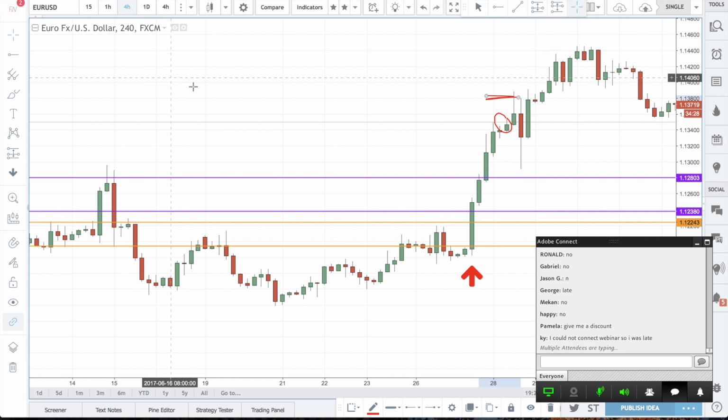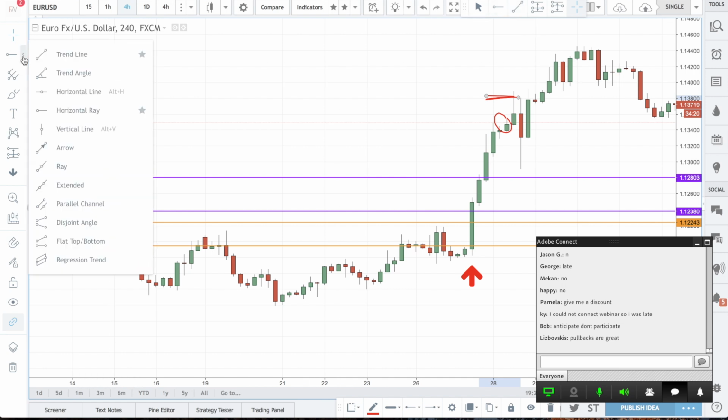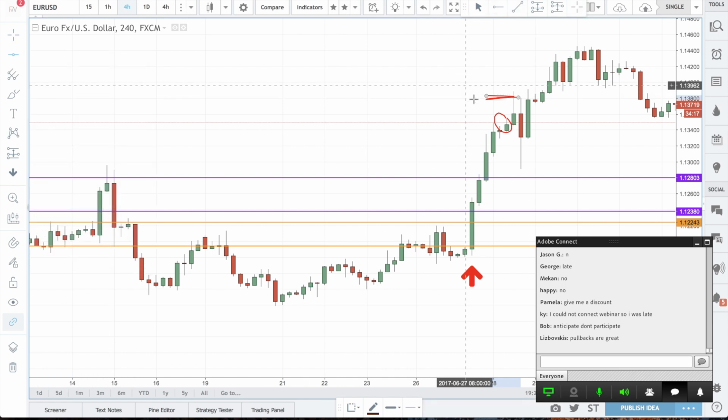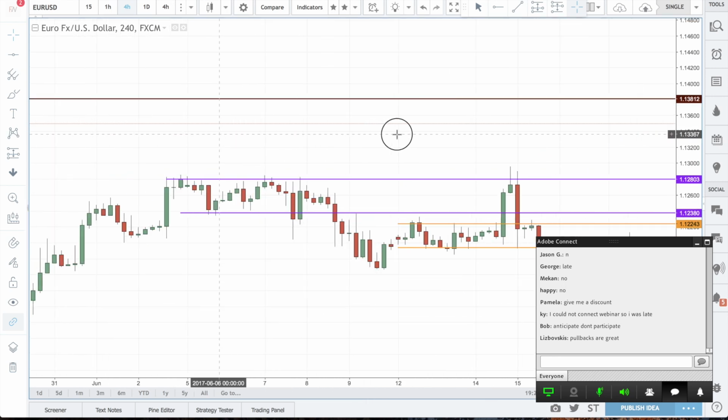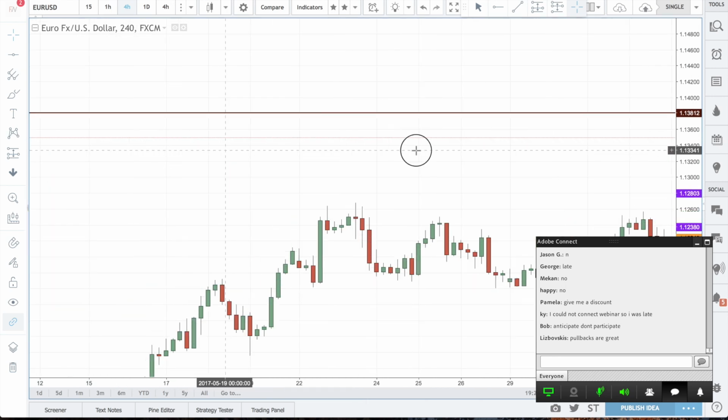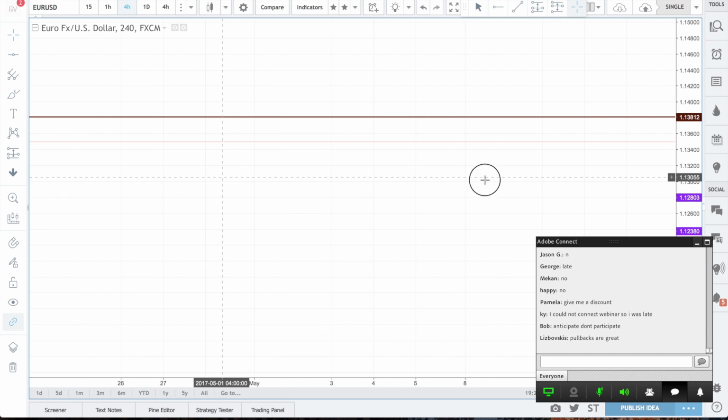If it gives you a pullback in this area, we need to find out why it stopped in this area. Let's have a look. Let me draw a horizontal line here. Okay, so a black horizontal line. Let's go back and find out, what is that price and is it a range?